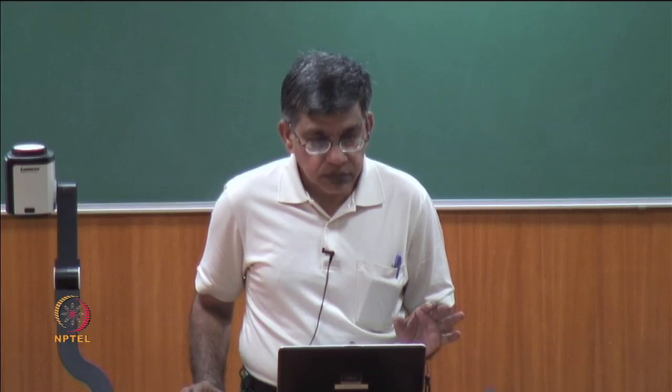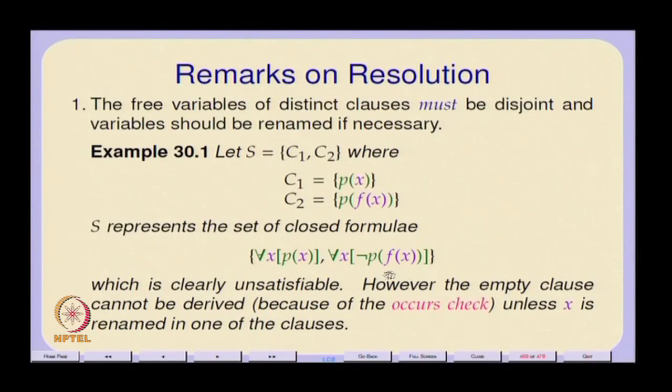Intuitively, if this second one is true, then there is some value in some model. Supposing this is satisfiable, then it has some model. There is some value which you can give to x, definitely, which makes p of f of that value, let us say, false, which clearly contradicts this. Right. So it is not satisfiable.